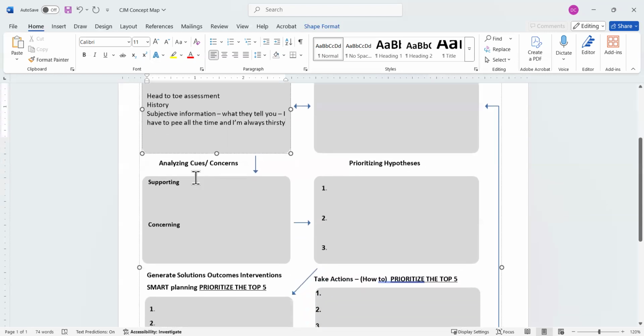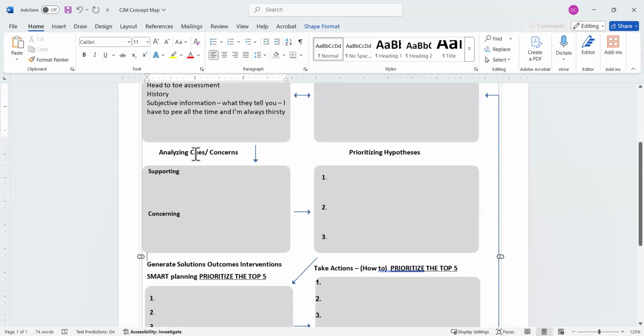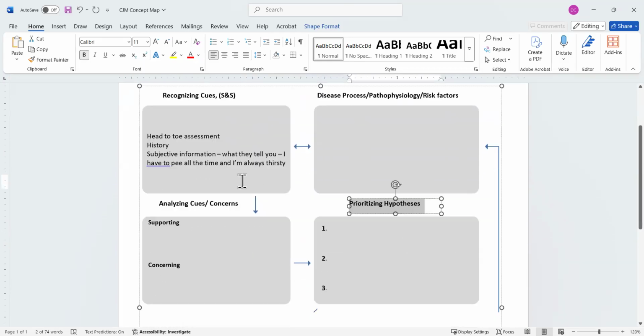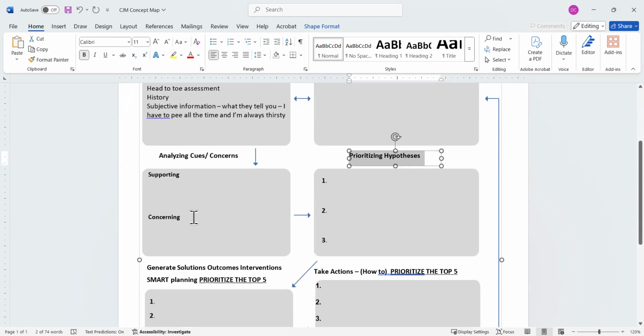Once you collect all your data, you want to analyze your cues and your concerns. Out of all of the data that you collect, what supports the hypothesis over here on the right for gestational diabetes? Okay. And what's concerning? Okay. So supporting might be, of course, my cursor is not going where I want.